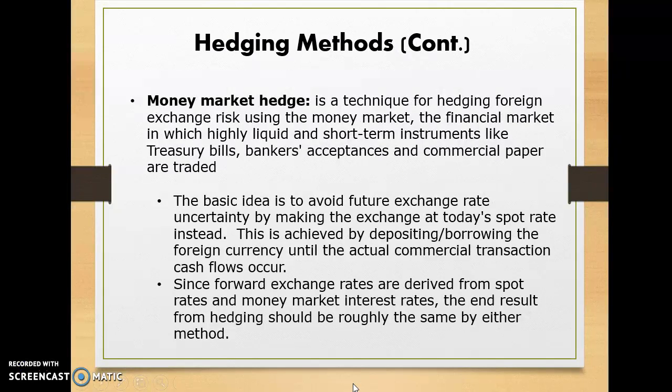The last hedging method is a money market hedge, which is a technique for hedging foreign exchange risks using the money market, the financial market in which highly liquid and short-term financial instruments like treasury bills, bank acceptances, and commercial paper are traded. The basic idea is to avoid future exchange rate uncertainty by making the exchange at today's spot rate instead. This is achieved by borrowing or depositing the foreign currency until the actual commercial transaction cash flow occurs.